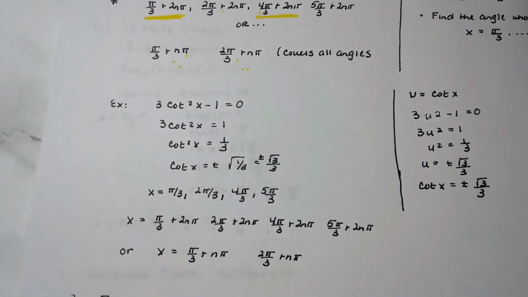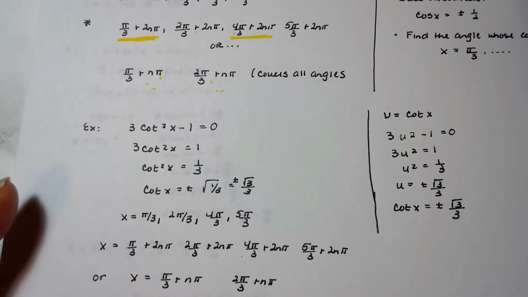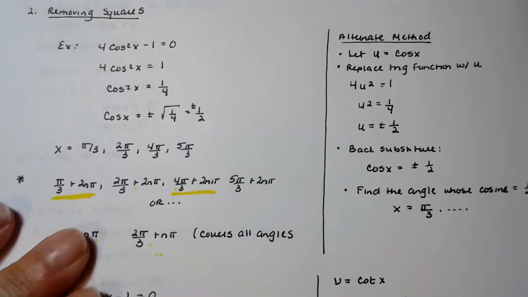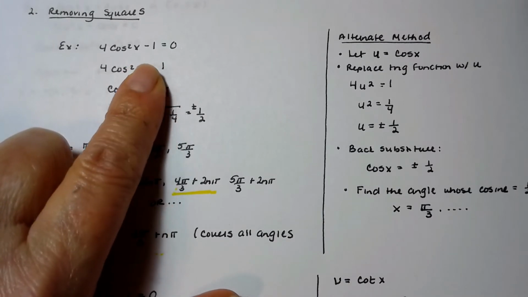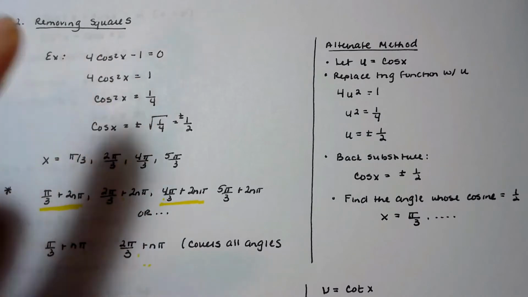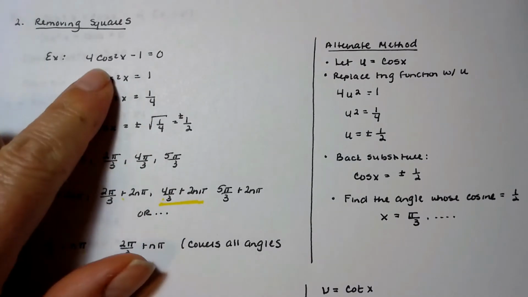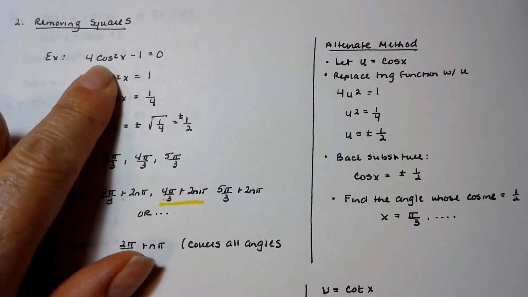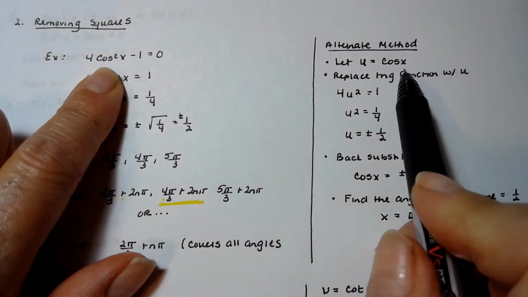Okay, here's another one. Oh, I almost forgot. I wrote down an alternative method here. So you see this 4 cosine squared x minus 1 equals 0. If that bothers you, if you feel strange about the trig functions, you could always let u equal whatever the trig function is. In this case it's cosine of x. Don't worry about the square. Just let it be the cosine of x.